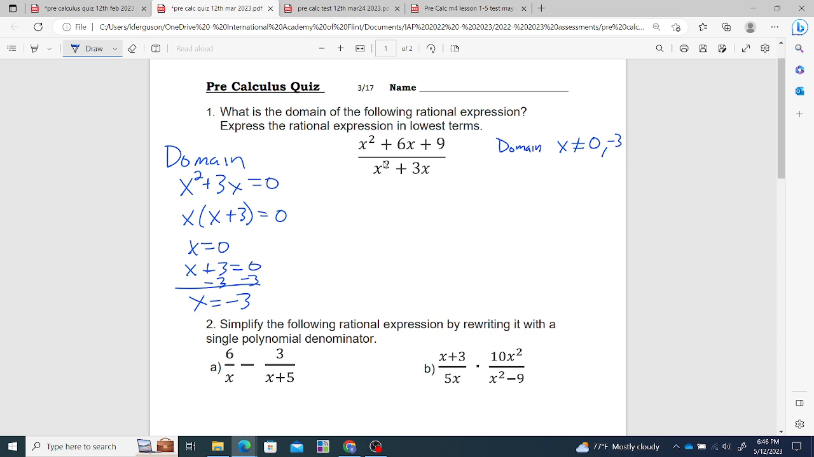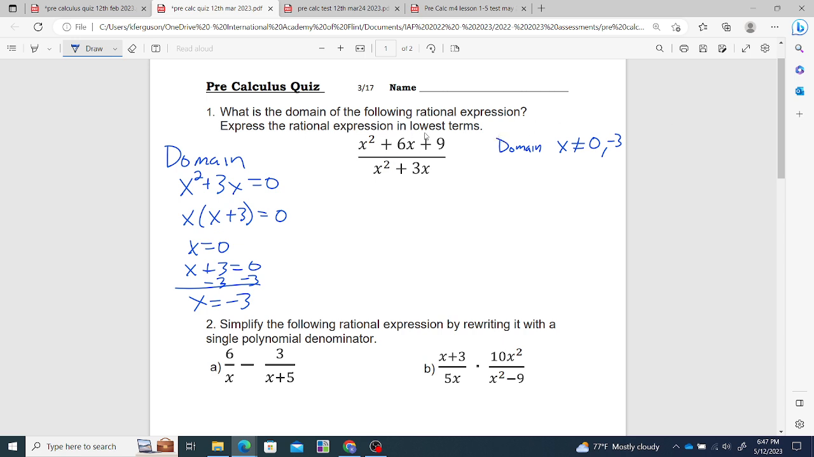If I put in 0 here, 0 squared plus 3 times 0 is 0. If I put in negative 3, negative 3 to the second power is positive 9. And then 3 times negative 3 is negative 9. Positive 9 plus negative 9 is 0. So those two things I can't have. Every other number is fine.